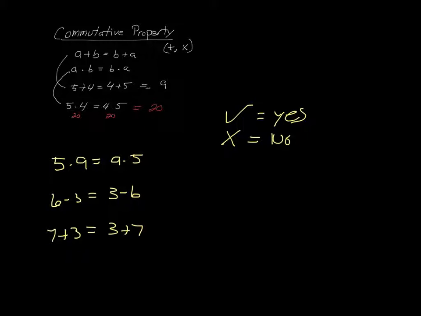Okay, ladies and gentlemen, going through this first one right here, we have 5 times 9. Is that the same as 9 times 5? Well, 9 times 5 is 45, and 5 times 9 is 45, so yeah, it is. This is an example of the commutative property.